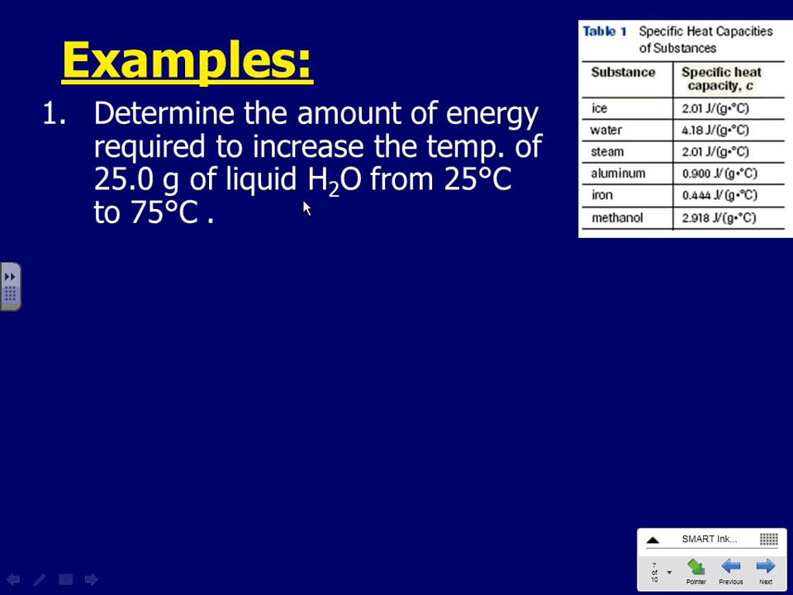So, determine the amount of energy required. In other words, that's a transfer of energy. That's a transfer of thermal energy. So what am I determining? Which of my variables am I solving for here? Yep, Q. So I'm looking for Q. Q equals MC delta T.